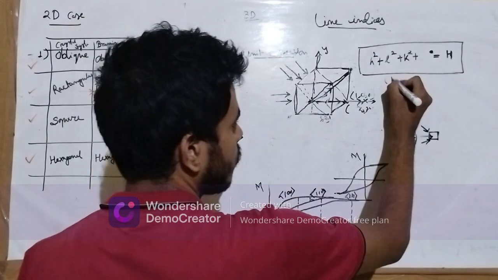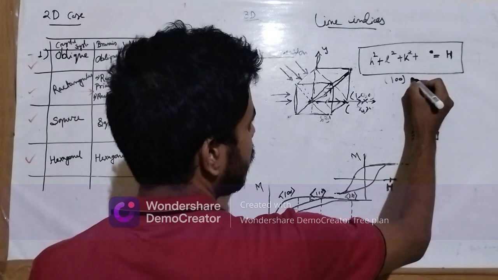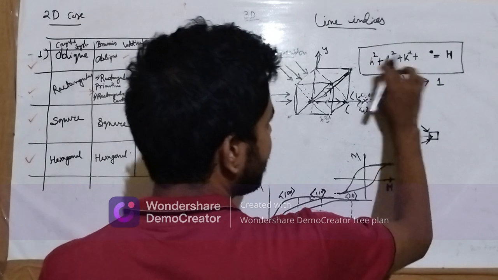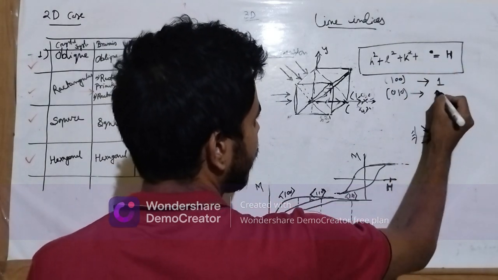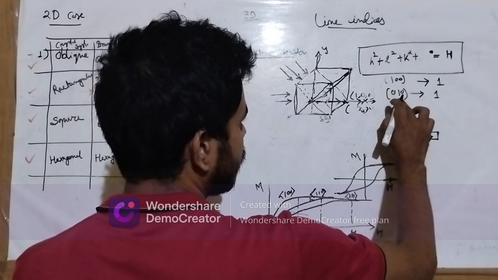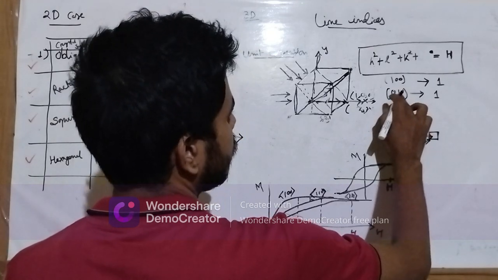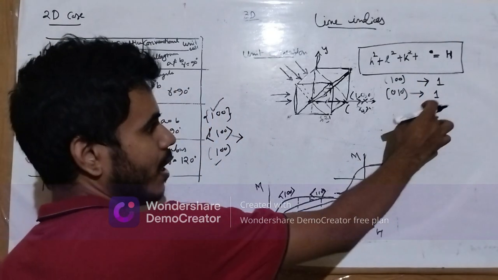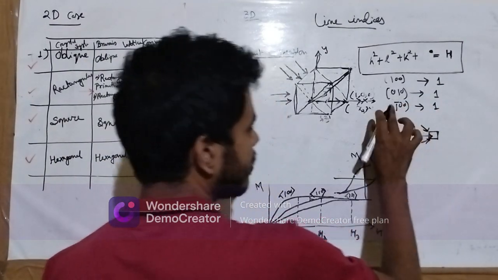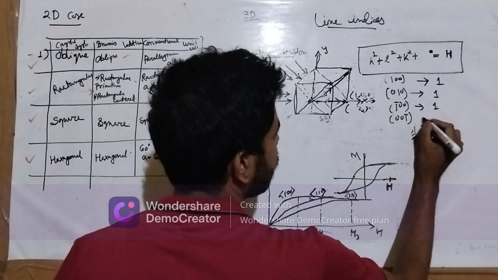Let's suppose for 100, then what will this equation be? H square plus K square plus L square will be 1 for this case. For 0 1 0, apply the value, this also will be 1, because H will be 0, K will be 1 and L will be 0. So K square equals 1. For the negative direction also it will be 1, because the square will be 1.